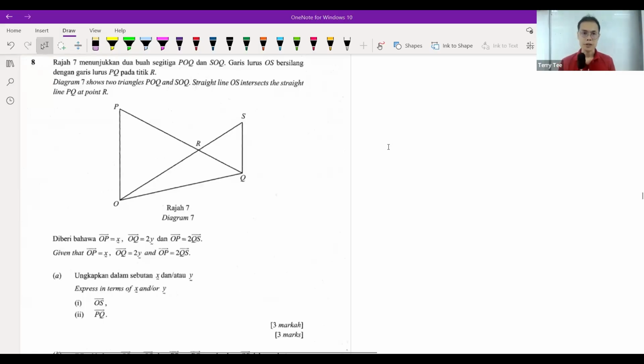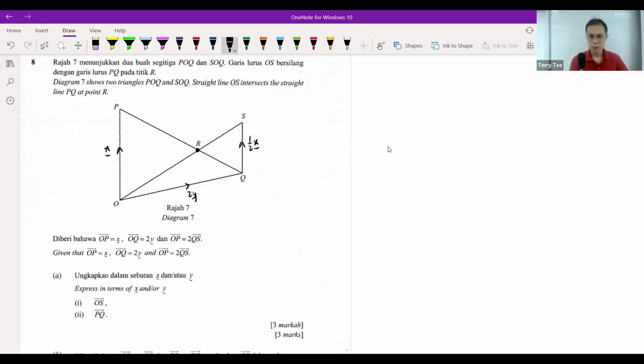Okay, question number 8. So diagram 7 shows two triangles, POQ and SOQ. Straight line OS intersects straight line PQ at point R. So this is point R. Now, vector OP is X, vector OQ is 2Y, OP is 2 times of QS. So that means QS is shorter, it's half of it. So I'm going to write half X.